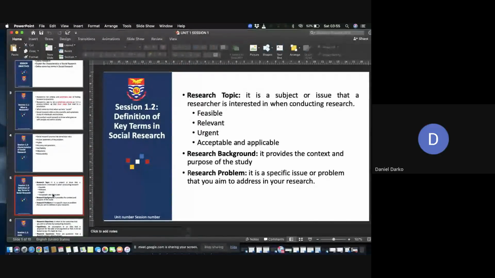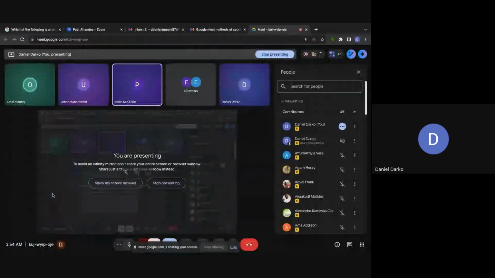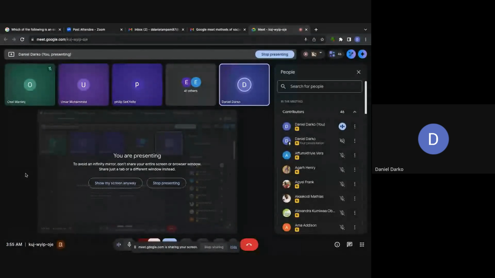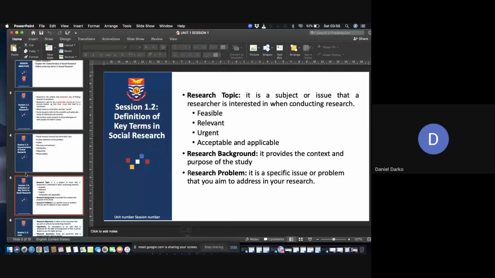That topic should be feasible. It should be relevant. It should be urgent. It should be acceptable and applicable. So when you are choosing your topic, how feasible is the topic? How doable is that topic? How relevant is the topic to the people, to the community, to the nation? How urgent is the issue?